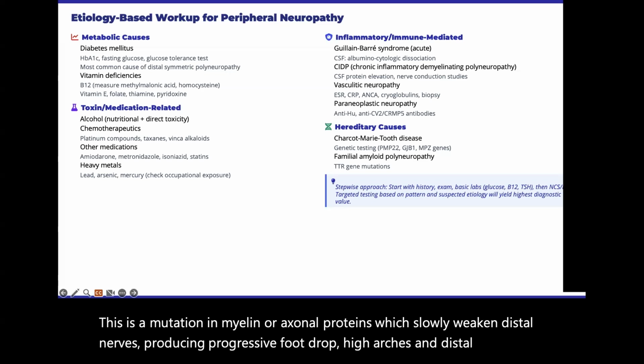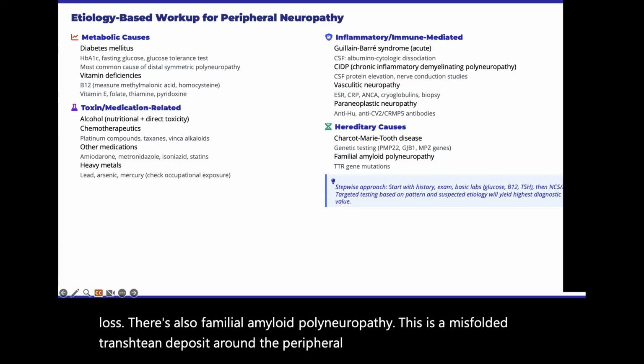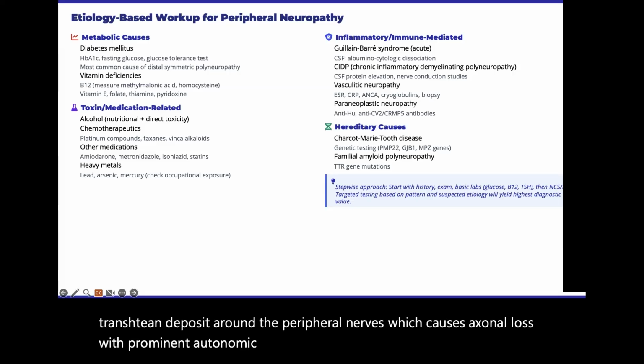There's also familial amyloid polyneuropathy. This is a misfolded transthyretin deposit around the peripheral nerves, which causes axonal loss with prominent autonomic symptoms like orthostasis and early satiety. So what did I just describe to you?